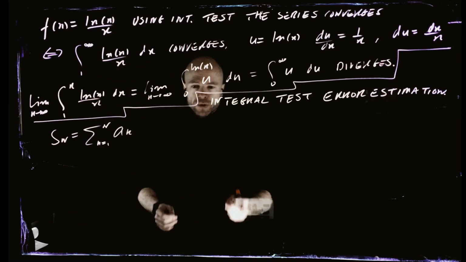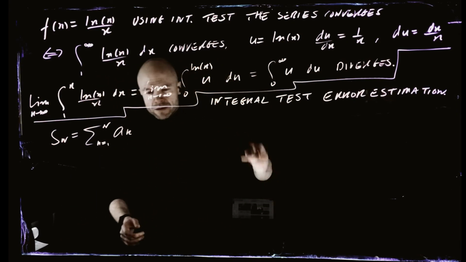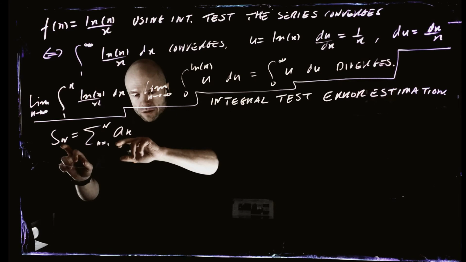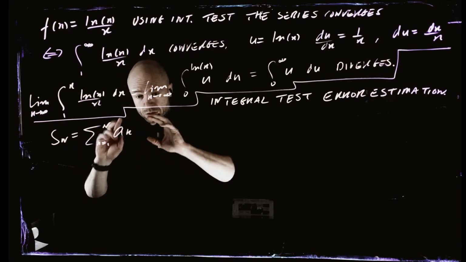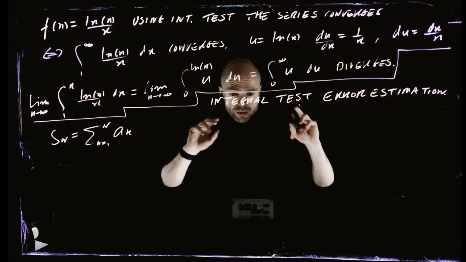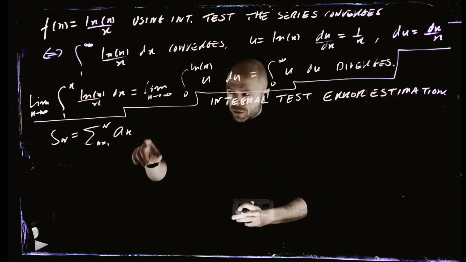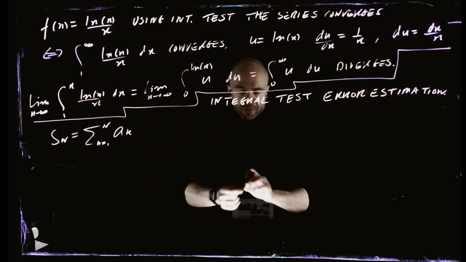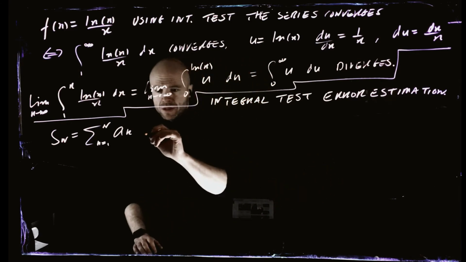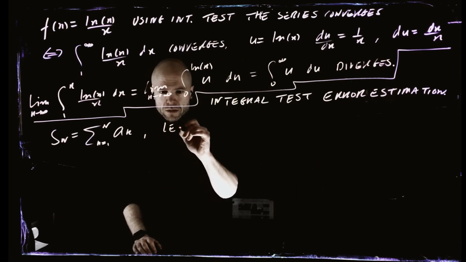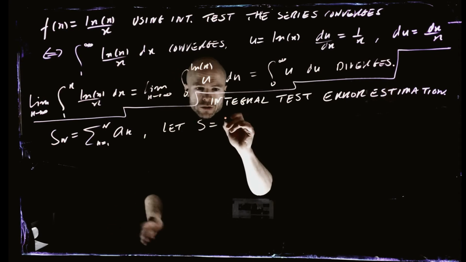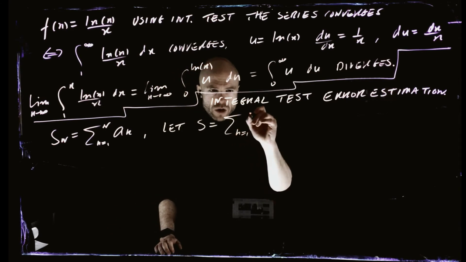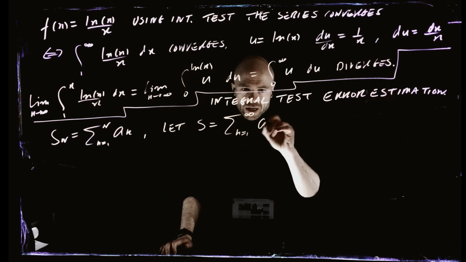So if you're running a computer where every iteration you add the next term, then if you run it n times, you'll get this thing. This will be your approximate answer. But you would perhaps want to know how close this thing actually is to the actual answer, which will be given by the infinite sum. Yeah? So let S be the actual answer, which is the infinite sum from k equals 1 to infinity of ak.